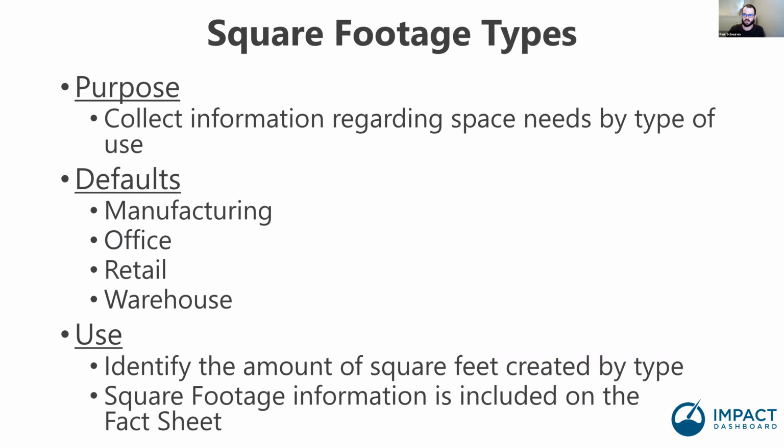Now, just a little bit about the square footage types. Again, this is helping you collect information regarding the space needs by the type of use. These are the defaults that we've got built in right now. The categories are manufacturing, office, retail, and warehouse. And this helps you identify the square feet created by type, and it's going to be included on your fact sheet or ultimately just saved in your account so that you can keep track of that square footage.